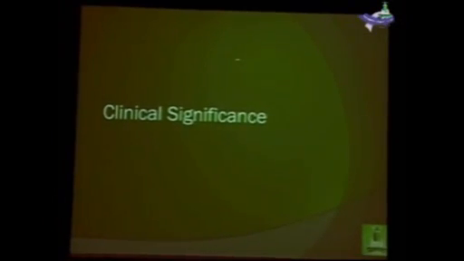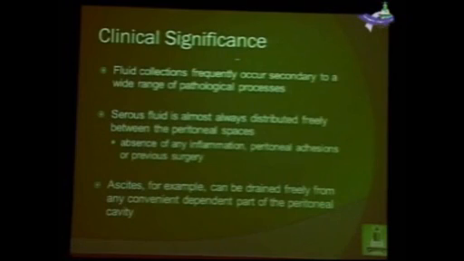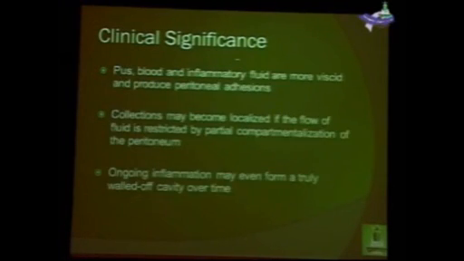So to summarize the clinical significance, we've already mentioned a few points. Fluid collections frequently occur secondary to a wide range of pathological processes in the peritoneal cavity. Serous fluid is almost always distributed freely between the peritoneal spaces in the absence of any inflammation, peritoneal adhesions, or previous surgery. Ascites, for example, can be drained freely from any convenient dependent part of the peritoneal cavity because it can travel into each of these peritoneal spaces freely.